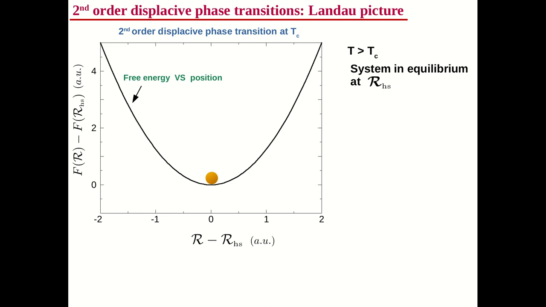So in the Landau picture, at high temperature, at a temperature above the critical temperature, when the system is in equilibrium in the high symmetry configuration, the free energy is something like that. Here I am just plotting a one-dimensional function, so it's a parabola, or in general, of course, a parabolic function, where the high symmetry configuration corresponds to the minimum of this quadratic function. It's sort of a paraboloid function. It's not a true parabola, of course. An exact parabola, in principle.